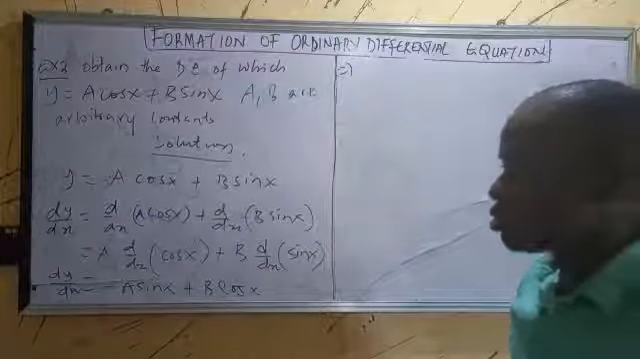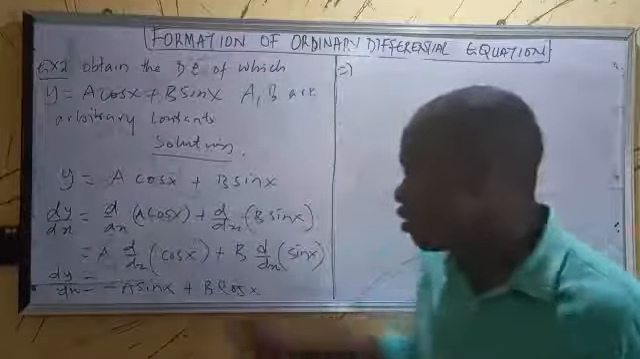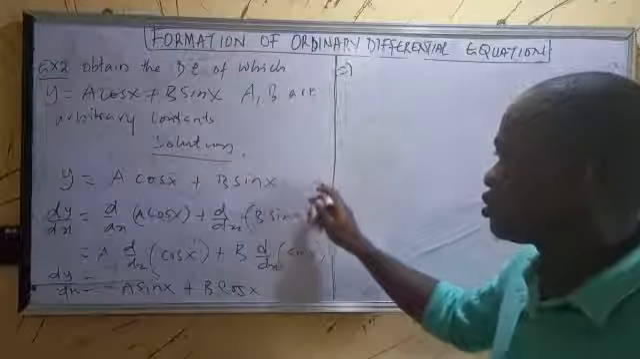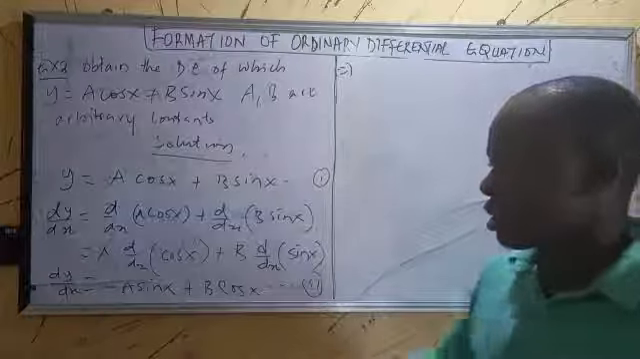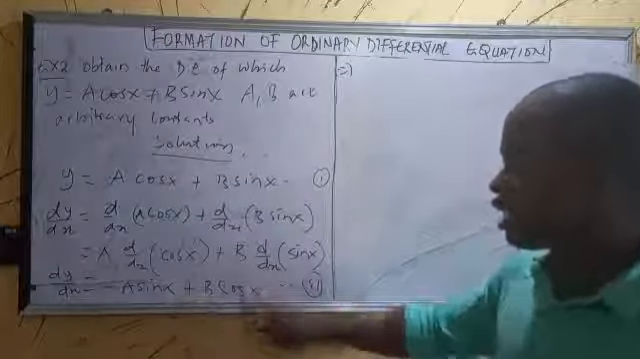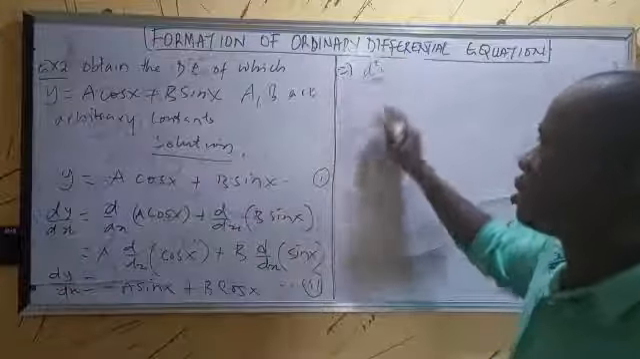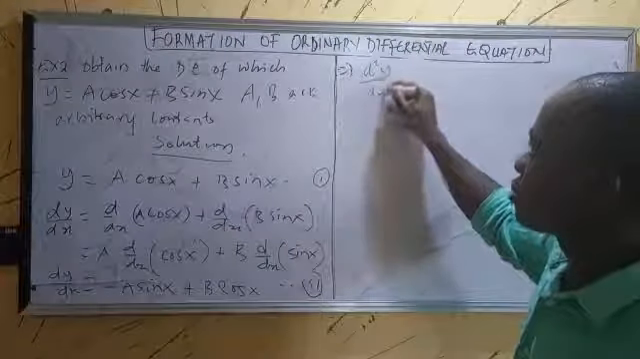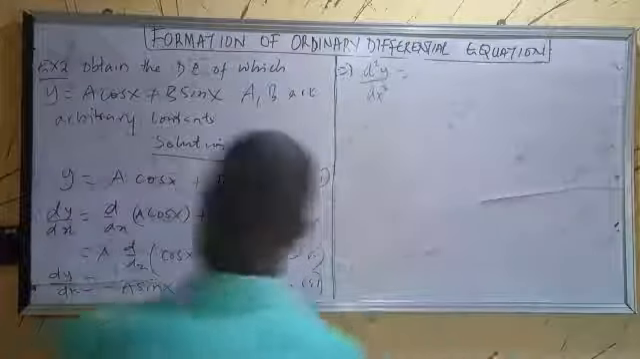So from here, what's the next thing to do? The next thing to do is to get the second derivative of this. Let me say this one is 1 and this one is 2. So now we get the second derivative of this. To get the second derivative, this will be d squared y over dx squared. Therefore, we are trying to differentiate this one.